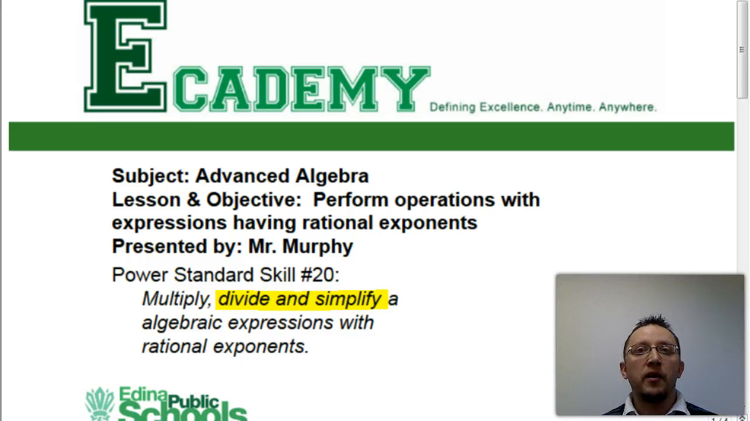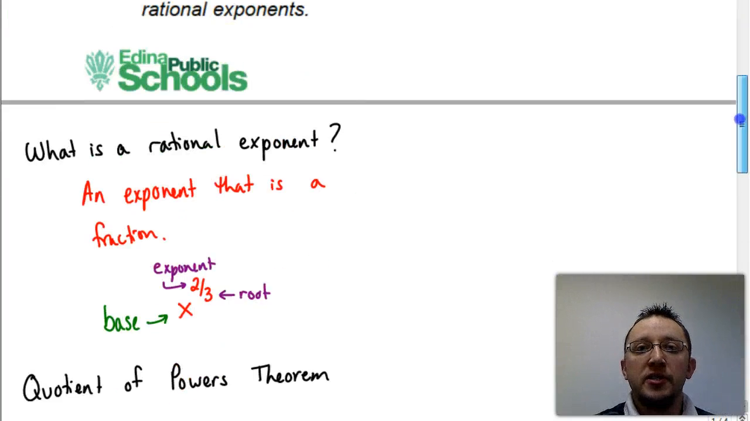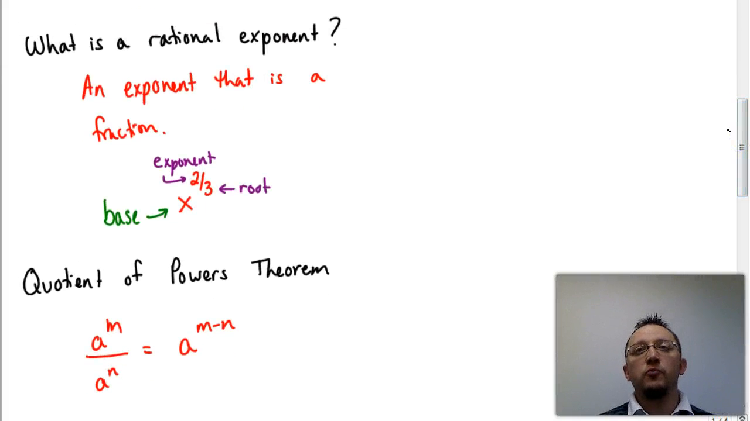To begin with, I just want to review what a rational exponent is, even though that might be fresh in your mind from the last video. A rational exponent is an exponent that's a fraction. Remember, we have the base, the item sitting on the ground, and the exponent up in the air. With a fraction as an exponent, the denominator represents the root, and the numerator represents the exponent.